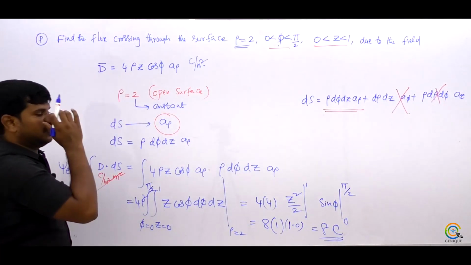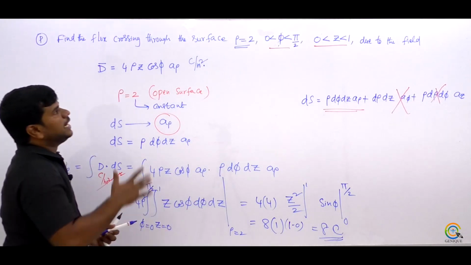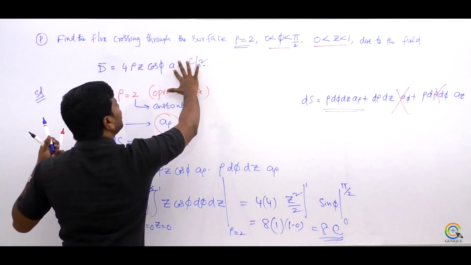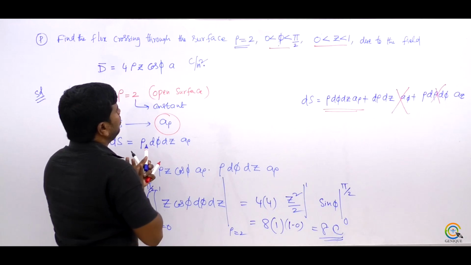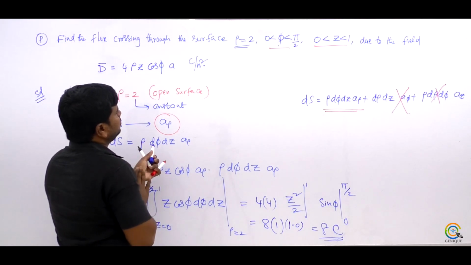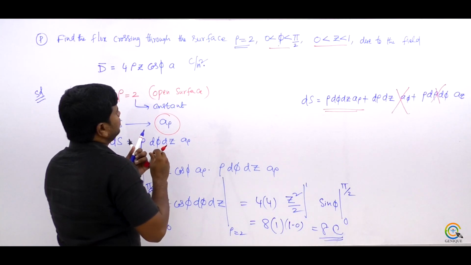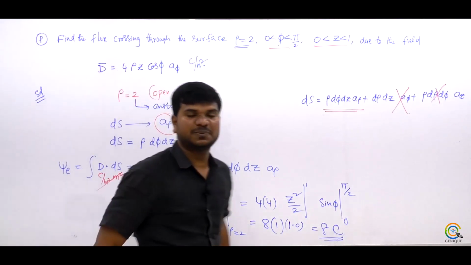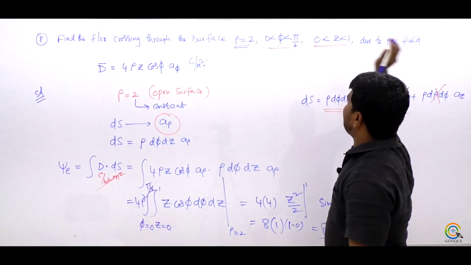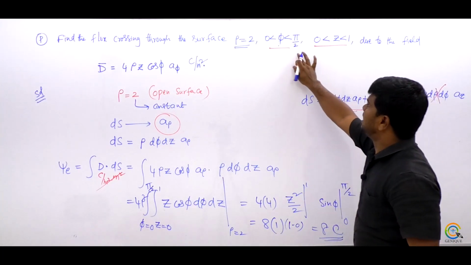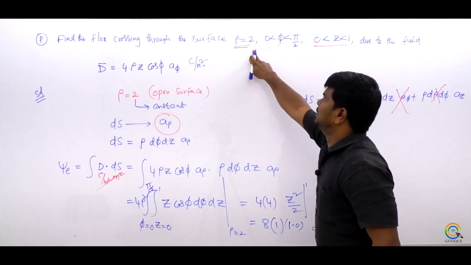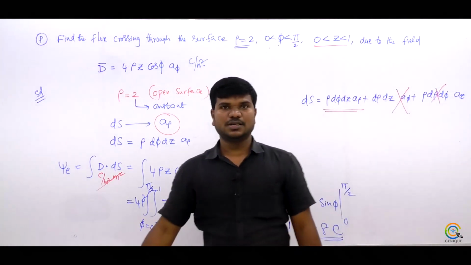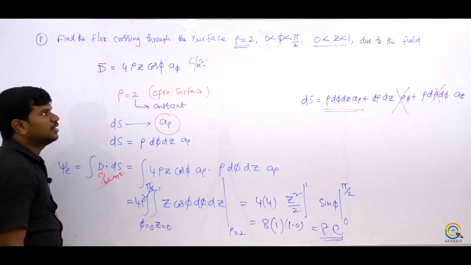Suppose in the above problem, the problem is same. It is phi 0 to pi by 2. Okay, z equals 0 to pi by 2, and rho it is 0 to 1. Then what would be the answer for this?